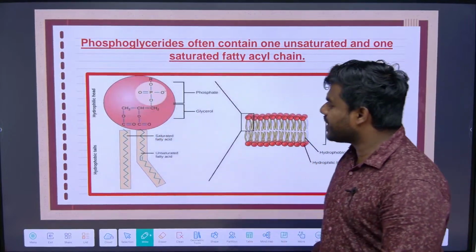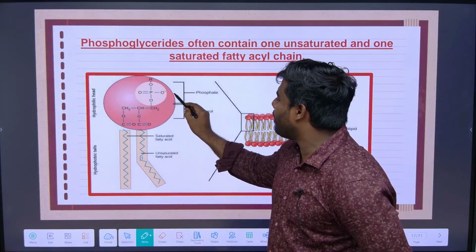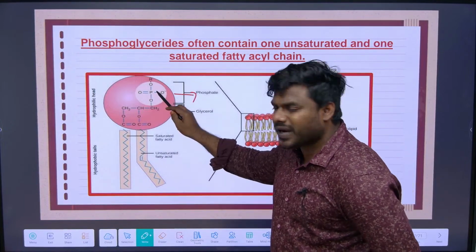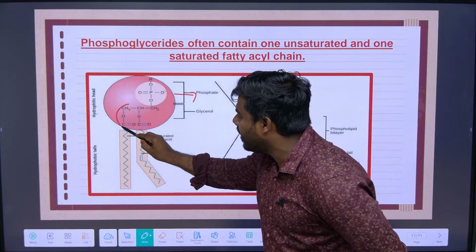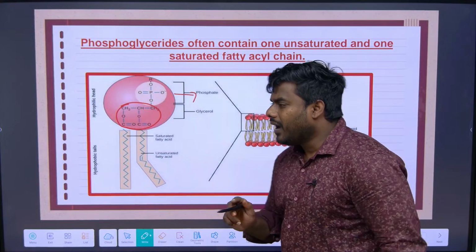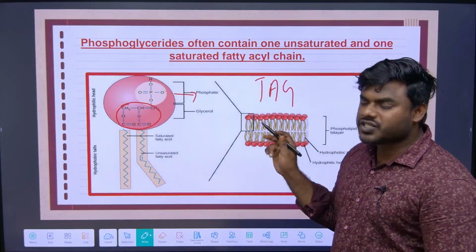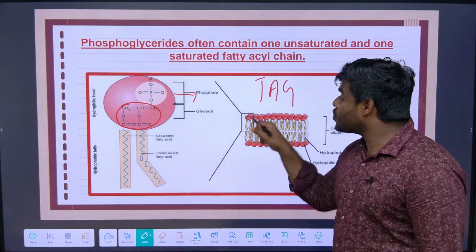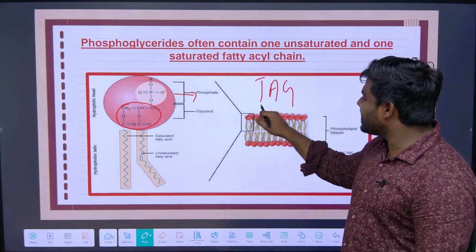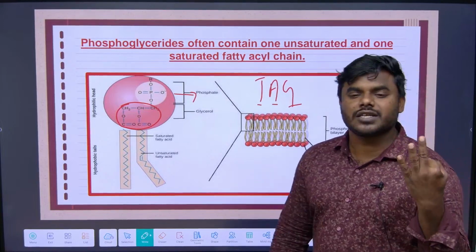If you observe the picture carefully, this is the hydrophilic head. What does the hydrophilic head contain? A phosphate group. And that phosphate group is attached to glycerol as the backbone. Correct? I strongly believe everyone knows about triacylglycerol. What is triacylglycerol? The stored form of the lipid. Triacylglycerol is made up of how many glycerols? One glycerol, which has 3 OH groups involved.